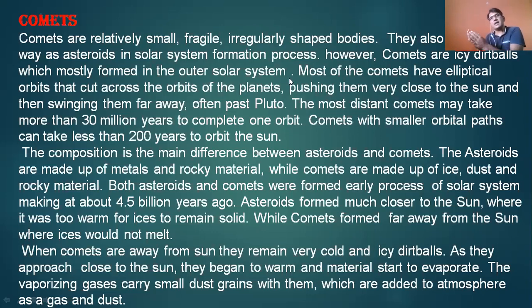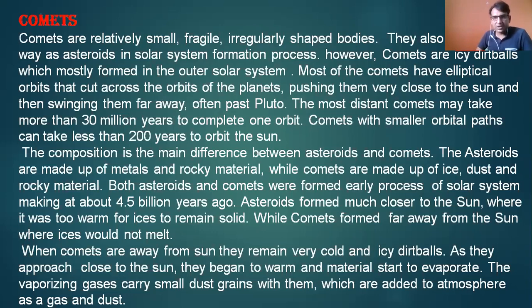So हमें ये क्या बताता है कि why do the comets contain ice material? Because they were far away from the sun when they were in the making process. So that's why they are so cool and contain the ice. So most of the comets have an elliptical orbit. They cut across the orbit of the planets, pushing them very close to the sun and then swinging them away, often past Pluto. So they are so away from the sun when it comes to the rotation.